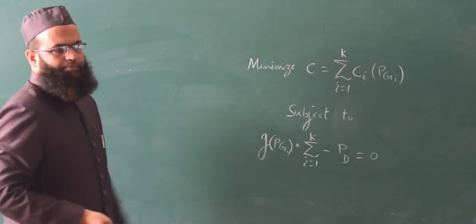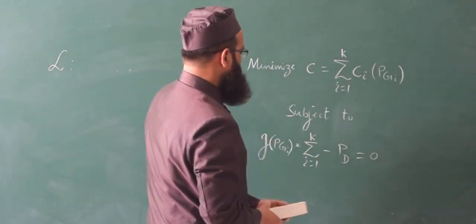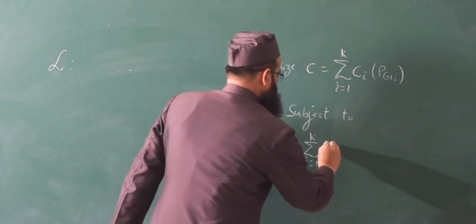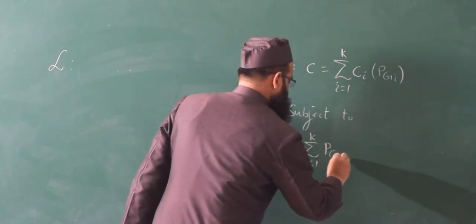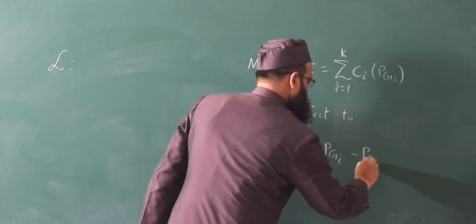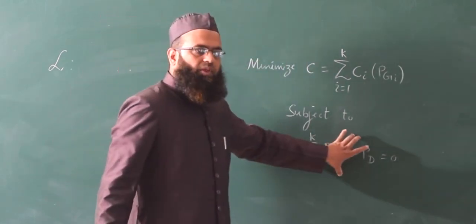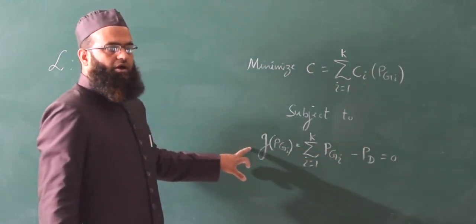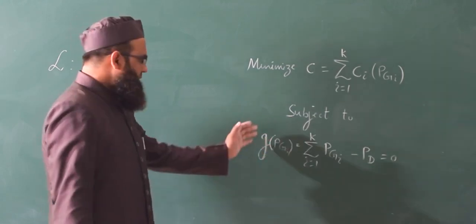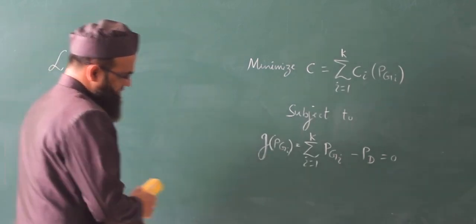So 1 only. Where Pgi? Yes. Pgi minus Pd equal to 0. So this is another function known as constraint function, and here we are having just one constraint, so it is very simple. If we are having two constraints or m number of constraints, we can proceed using a similar procedure.